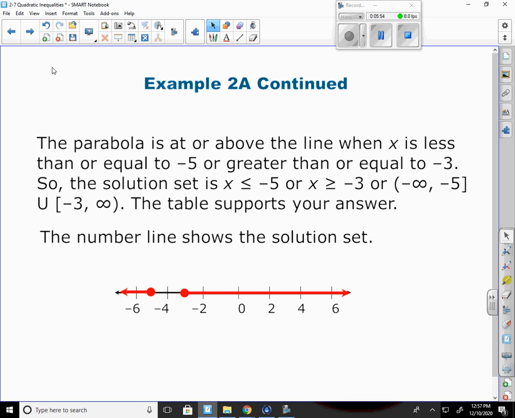So the parabola is at or above the line when x is less than or equal to -5 or greater than or equal to -3. So our solution set is x is less than or equal to -5, like we've been saying, or x is greater than or equal to -3. This translates to -infinity to -5. The reason we put a bracket on the end is because it has an equal sign underneath, which means it includes this point -5. Our U, which means and, from -3 to infinity.